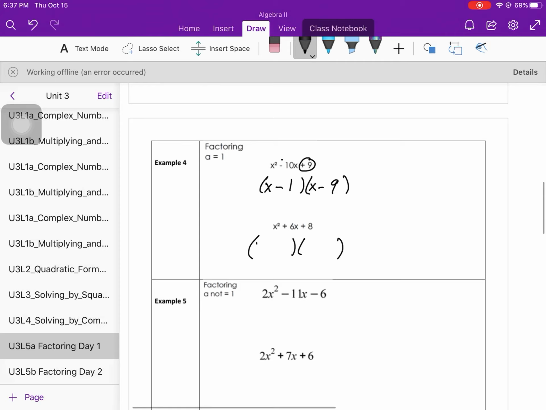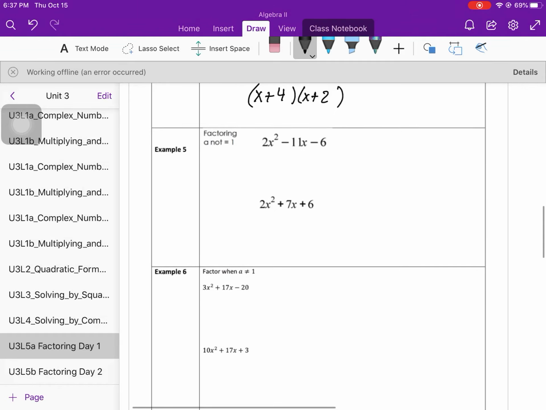Down here, factors of 8, it's x plus because signs are the same, both positive, x plus and x plus. Factors of 8 that combine to make 6. Well, factors of 8 are 1 and 8 or 4 and 2. So 4 and 2 add to make 6.